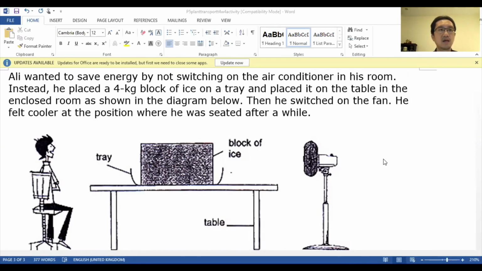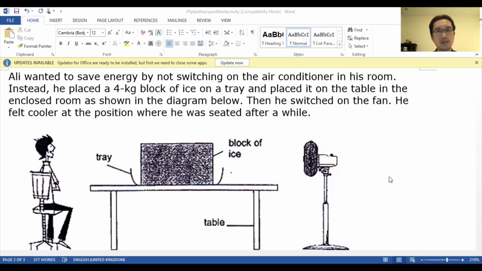First, read the question. Let's read the question together. Ali wanted to save energy by not switching on the air conditioner in his room. Instead, he placed a 4-kilogram block of ice on a tray and placed it on the table in an enclosed room, as shown in the diagram below. Then he switched on the fan. He felt cooler at the position where he was seated after a while.